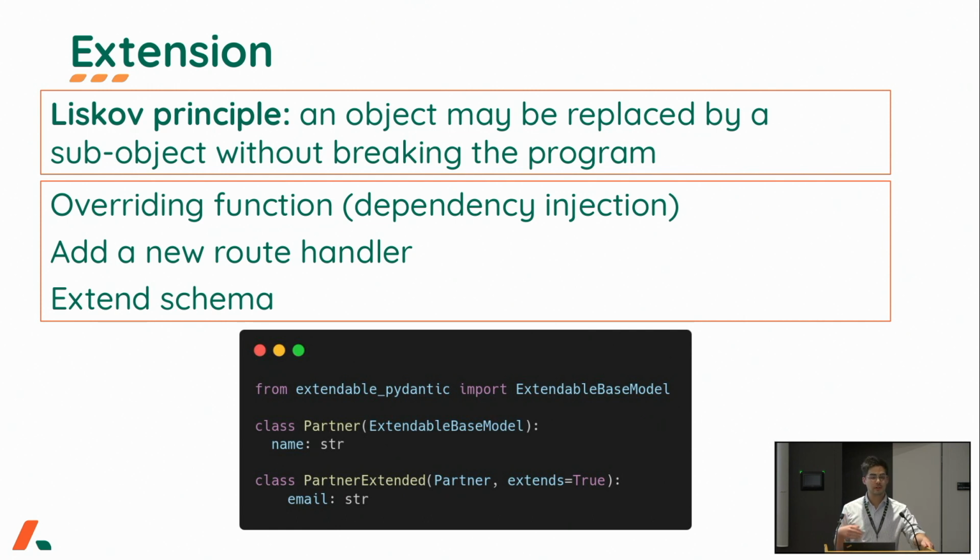There are multiple ways of extending your API with the new module FastAPI. The first one is by overriding functions using dependency injection, and another way would be by adding a new route handler.